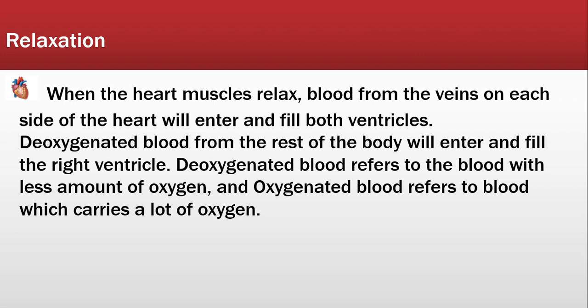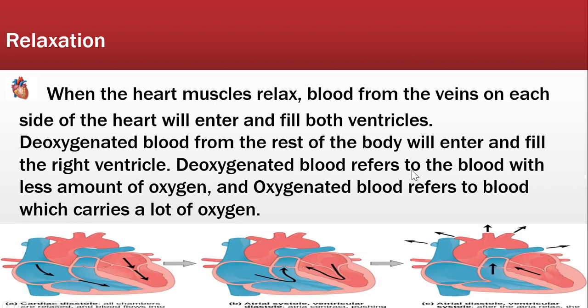Now I told you that there are two sides of the heart, and blood from the veins on each side of the heart will enter and fill both ventricles. Ventricles means the lower chambers, as I told you. So deoxygenated blood is the blood with less oxygen, and oxygenated blood refers to the blood which carries a lot of oxygen. So in this picture you will be able to see how the heart muscles relax.